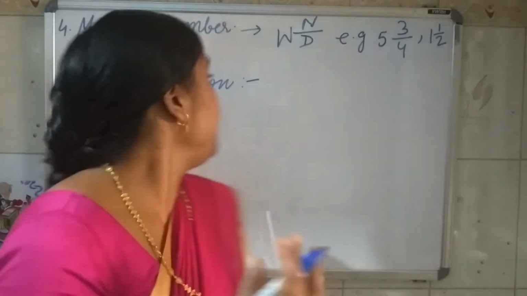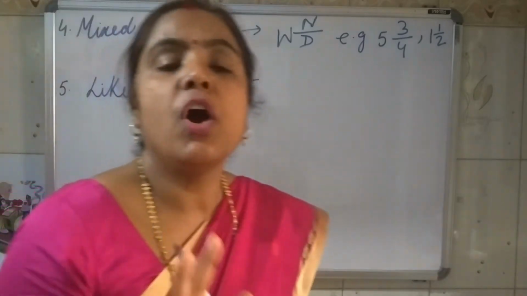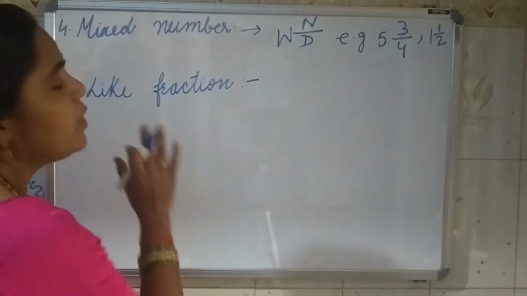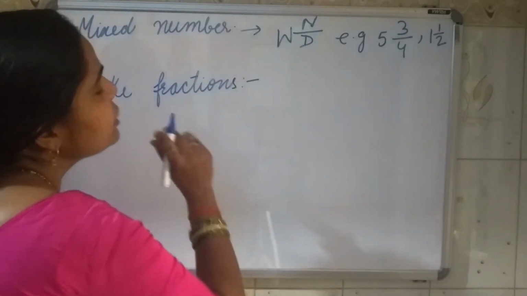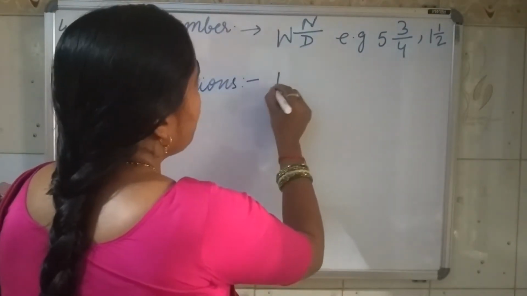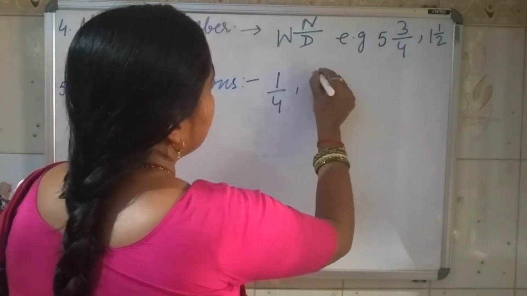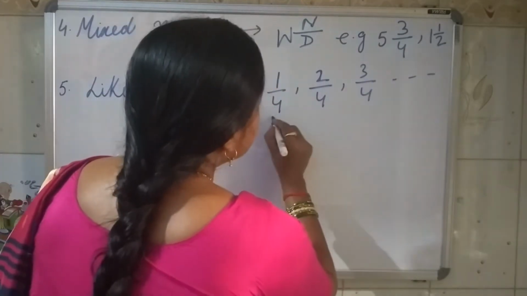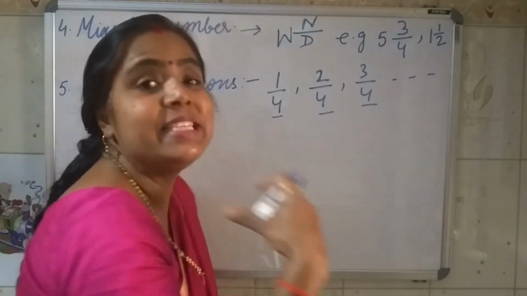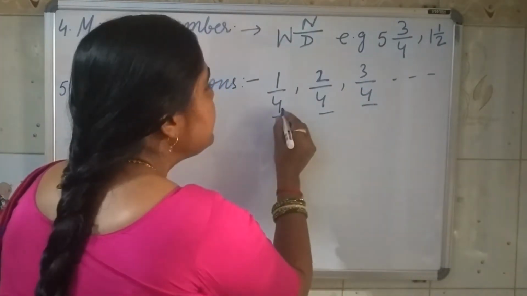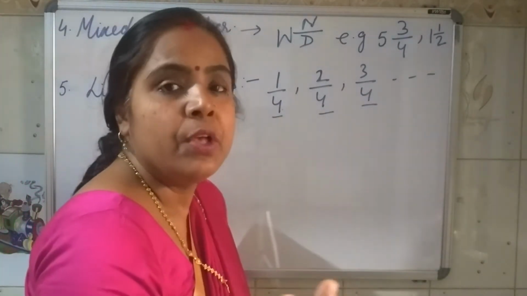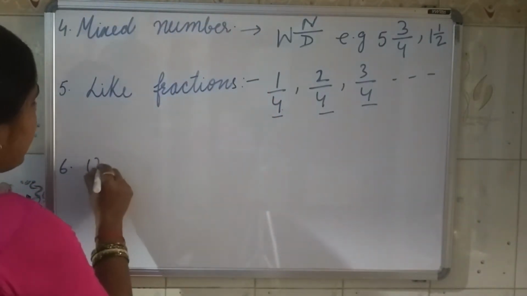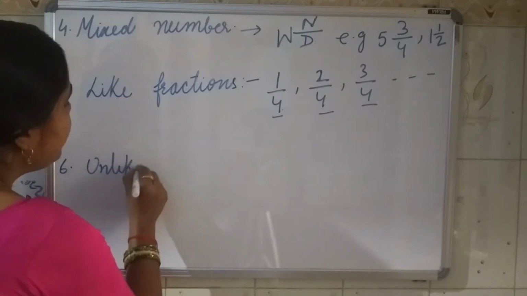Now the fifth type is called like fraction, and the next one is unlike fraction. First, what are like fractions? If we have many fractions, for example 1 by 4, 2 by 4, 3 by 4, these all are called like fractions. Why? Like means same, ek jaisa. Ek jaisa means all these denominators are the same. So this is called like fraction. What is unlike fraction? Unlike fraction means they are different from each other.